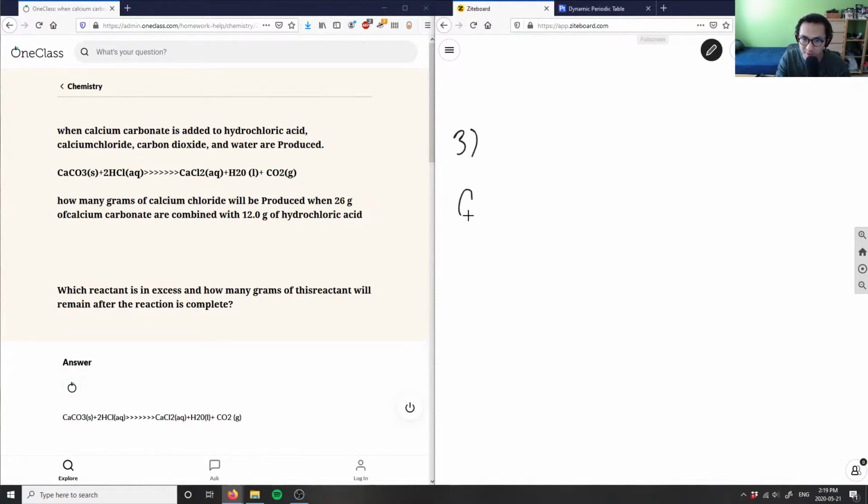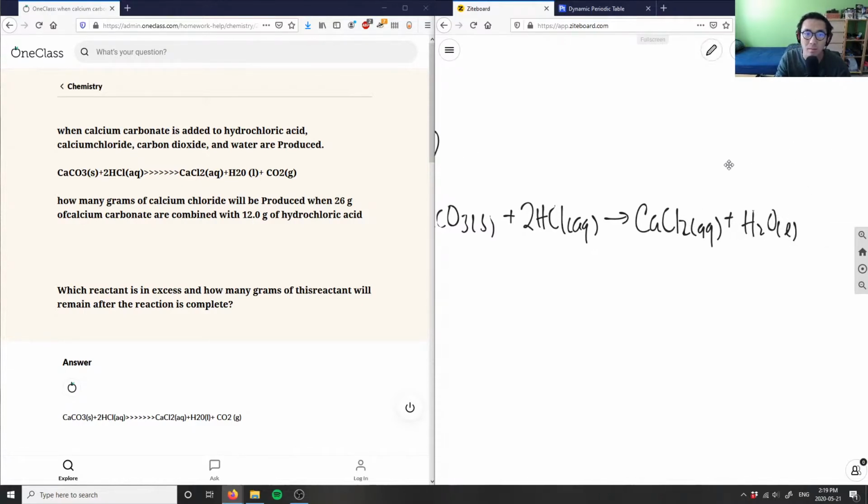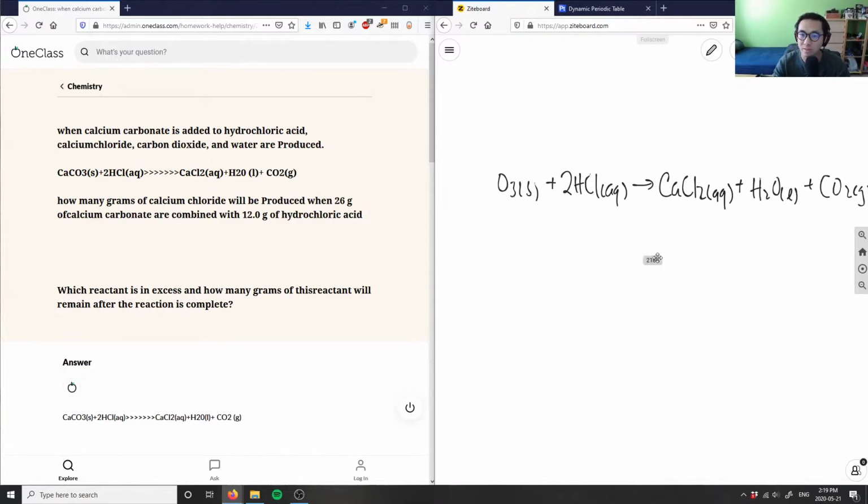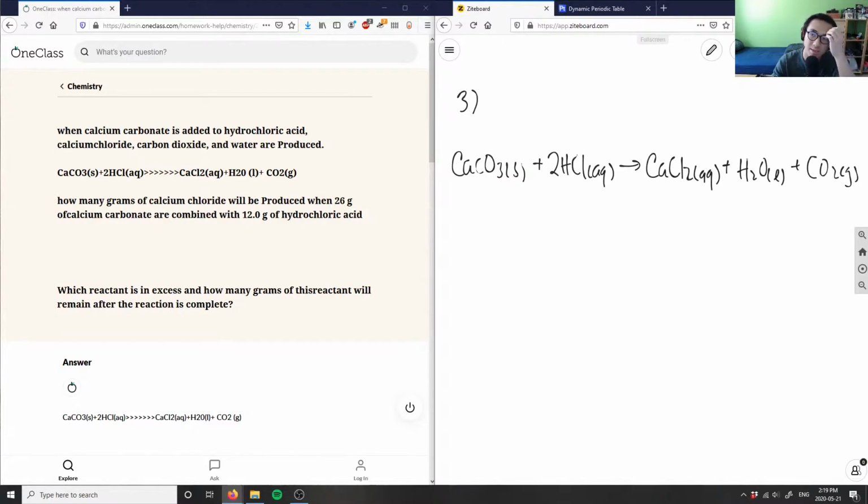So let's say we have CaCO3, calcium carbonate, plus hydrochloric acid, which will yield calcium chloride plus water and CO2. Okay, so we have all these compounds here, and it's asking us how many grams of calcium chloride will be produced. So I want to look for the mass of this one when I have 26 grams of calcium carbonate.